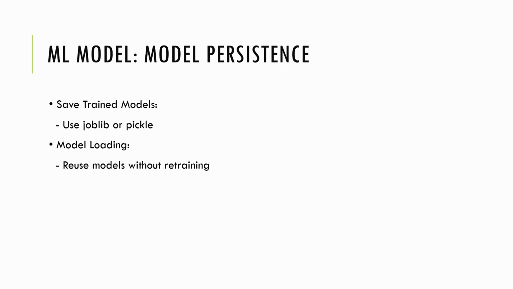Another key enhancement is model persistence. After training your model, it's important to be able to save it so you don't have to retrain every time you want to make predictions. You can use libraries like Joblib or Pickle to store and load your models.